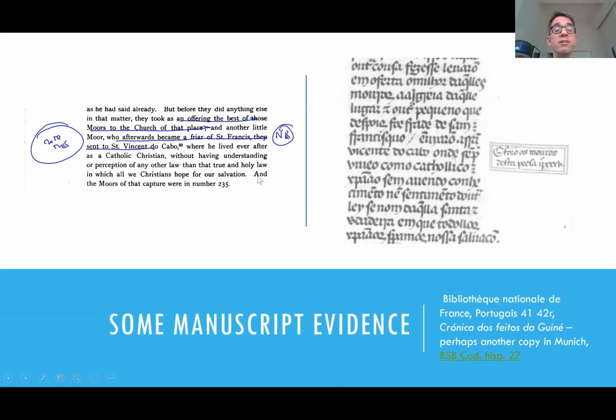And you look at this, and there's another sentence. "And the Moors of that capture were in number 235." Where do you find that? It's right here in the margins. And I don't fully understand what all this says, because again, I don't really know this language, but I can certainly see the word moros. I can see desta, which is probably a preposition, and that is probably a word meaning capture. And there is the number 235 written out in some kind of Roman numerals.